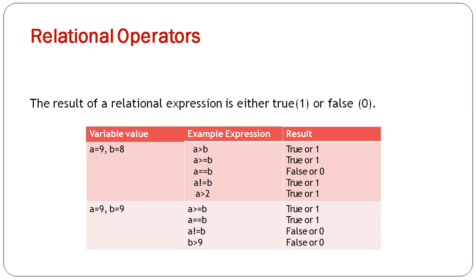We have taken an example of A equal to 9 and B equal to 8. When we apply the relational operators here, the output will be as follows. First one, A is greater than B. 9 is greater than 8, so it returns true. Next one, 9 is greater than equal to 8. Either of the things is true, so it returns true. Next, 9 equal to 8 is false, so our output is 0. Then A not equal to B, again it is true. A greater than 2 condition is true. In the next case, 9 equal to 9, so it is true for the first two. For the third comparison it is false, and for the fourth one also it is false.